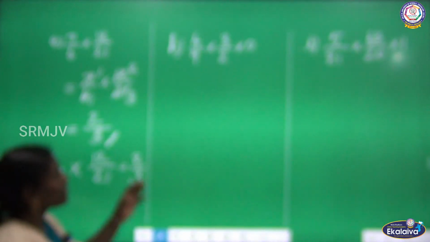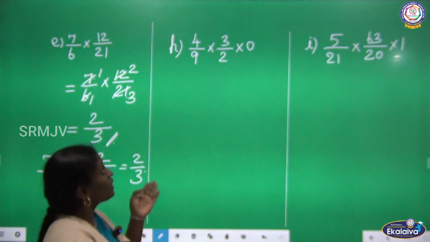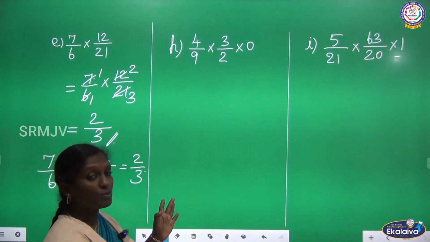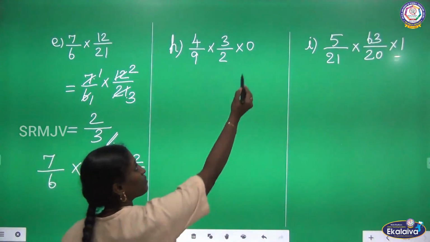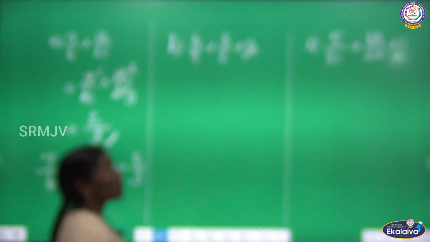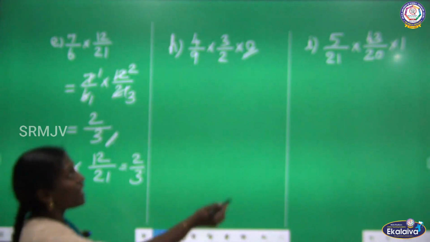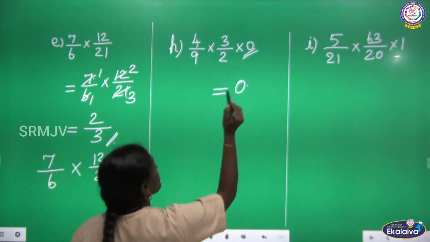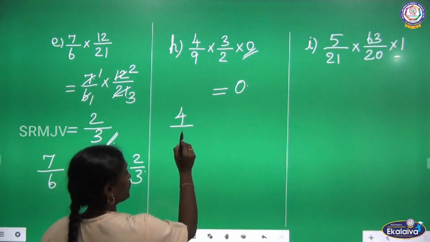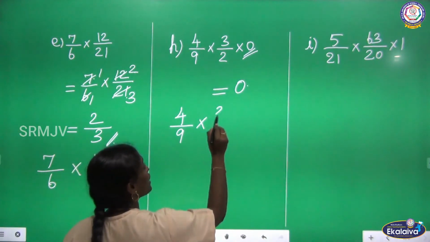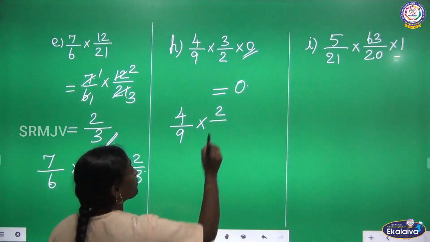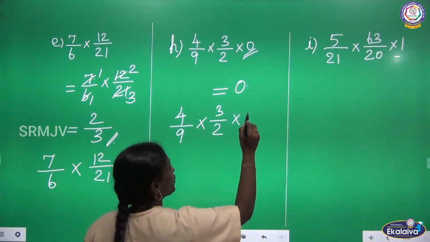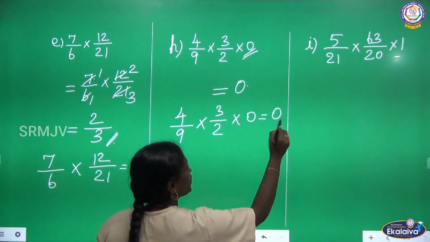See the next fraction. Here we are having 3 terms. First what we have to do? Shall we check the possibilities to reduce? Here see the number 0. So by seeing the number we can say that the value of the product is 0. So no need to reduce. So the value of the product is 0. 4 by 9 into 3 by 2 into 0. The value of the product is 0.